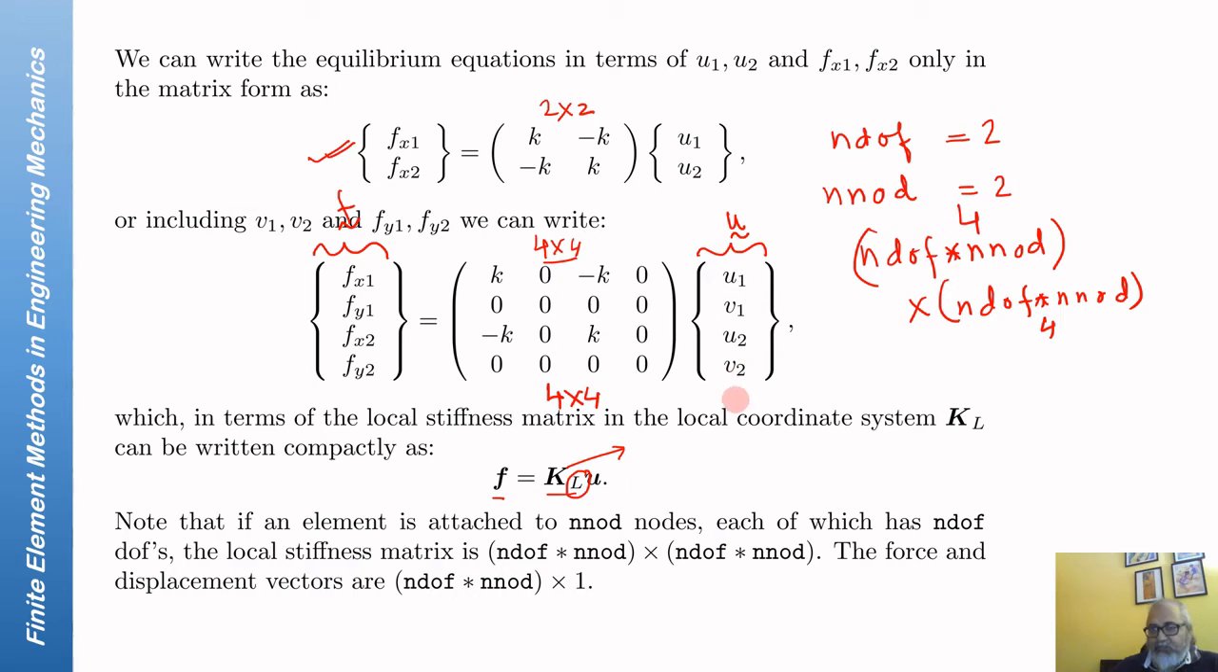My number of degrees of freedom are 4, so this is 4 cross 1. 4 cross 4 into 4 cross 1 will give me a 4 cross 1 force. So this is 4 cross 1, this is 4 cross 1, this is 4 cross 4. This 4 cross 4 comes from the number of nodes into the number of degrees of freedom per node per element. Okay, so having derived KL, which is the element stiffness matrix in the local coordinate system, let us now see how we can take it to the global coordinate system.